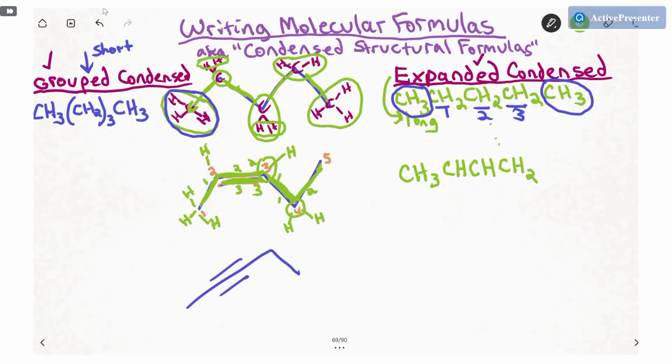And then finally, at the end, carbon number 5 only has 1 bond connected to the previous carbon. So that means it needs 3 hydrogens to cap it off. So it has all 4 bonds. So there's another CH3.